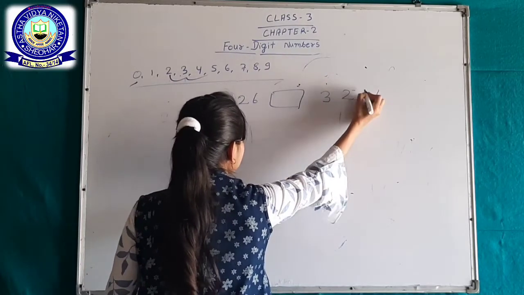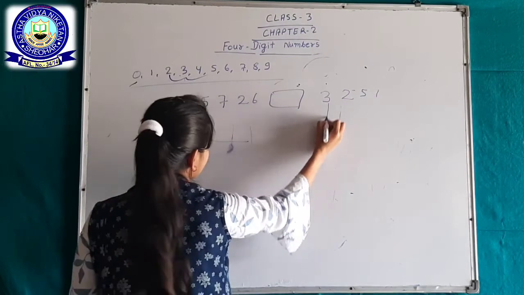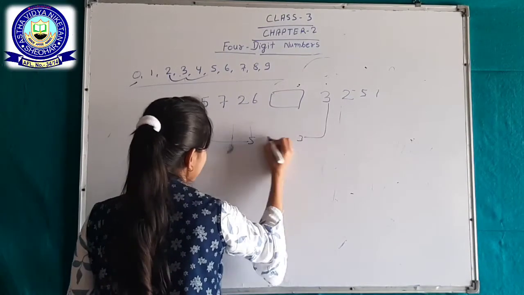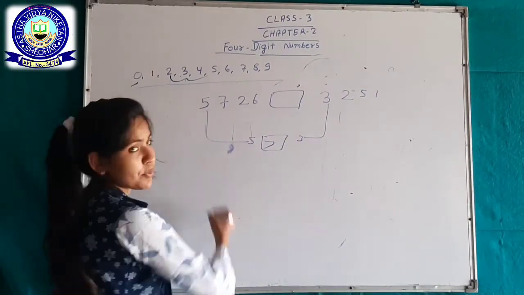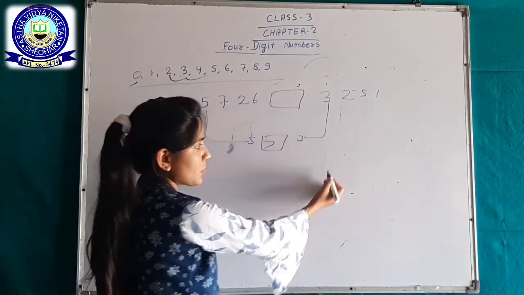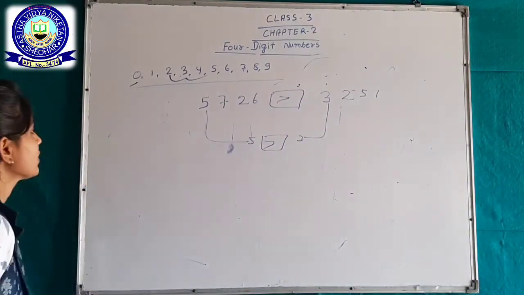which one is greater? First of all, we compare this position and this position. Here is 5 and here is 3. 5 is greater than 3. So 5,726 is greater than 3,251. So this symbol is applied here.